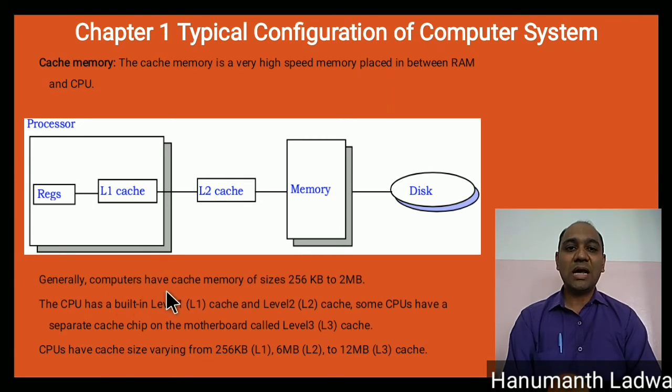Generally, computers have cache memory of sizes 256 KB to 2 MB. The CPU has a built-in L1 cache, that is level 1 cache, and L2 cache. Some CPUs have a separate cache chip on the motherboard called level 3 cache. CPUs have the cache size varying from 256 KB L1, 6 MB L2 to 12 MB L3 cache memory.